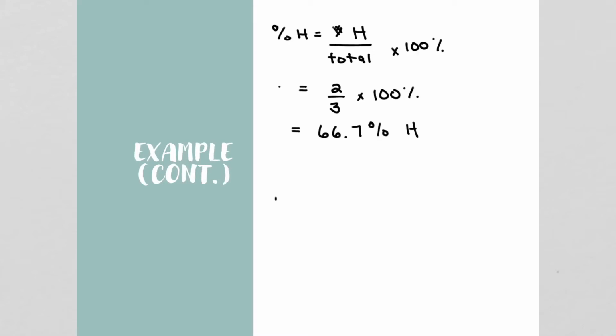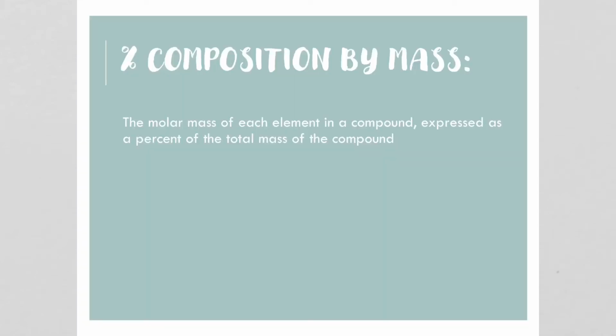Now to find the percentage of oxygen, you could apply the same method, or because there are only 2 elements, you could just subtract. So 100% minus 66.7% equals 33.3% oxygen. So that's how you find the percent composition by number.